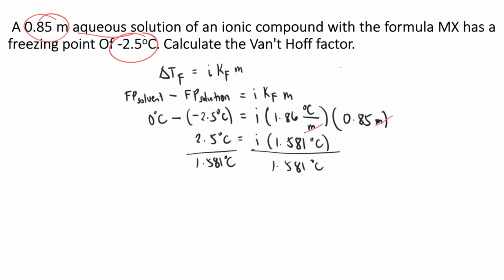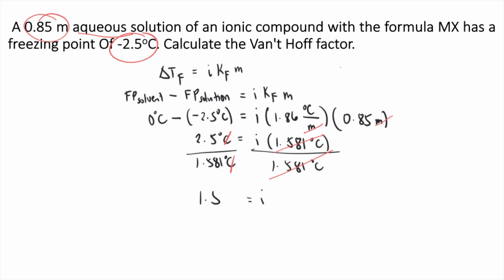So 1.581 degrees Celsius would cancel on the right side. So what remains on the right side is I. And on the left side, the degrees Celsius would cancel out. So you only have 2.5 divided by 1.581. That is equal to 1.58.